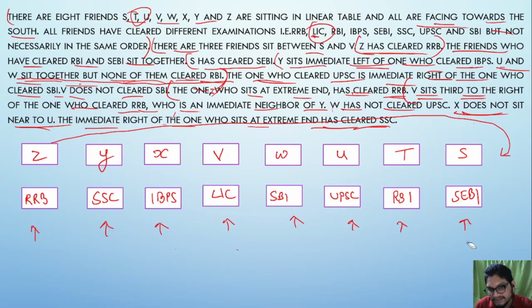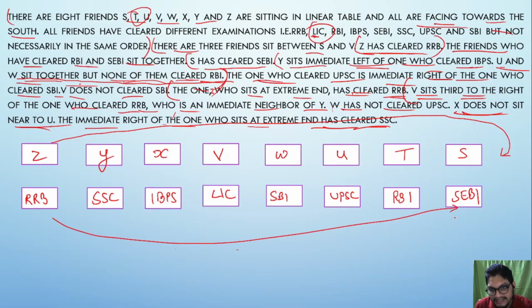I don't know whether it is visible to you or not. I am coming in between. Let me just erase it. If you flip this, Z will go at this position, right?